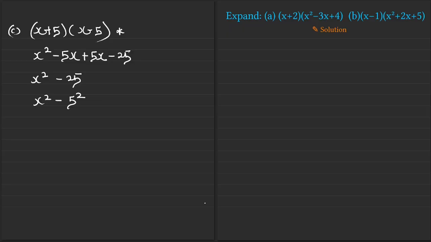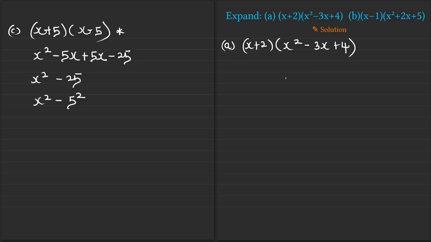So for our next set of questions, we want to look at how to multiply a binomial by a trinomial. So we have to expand. The first one says x plus 2, then into bracket x squared minus 3x plus 4. So let's see how we can answer that. We have x plus 2, then it is multiplying x squared minus 3x and then plus 4.